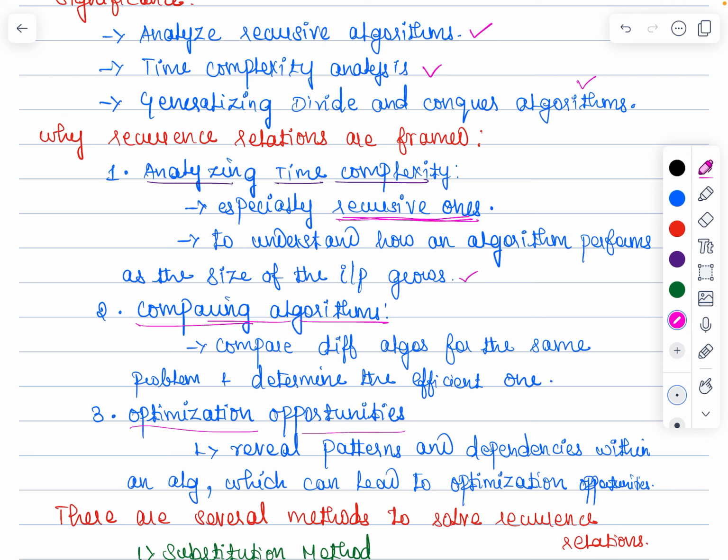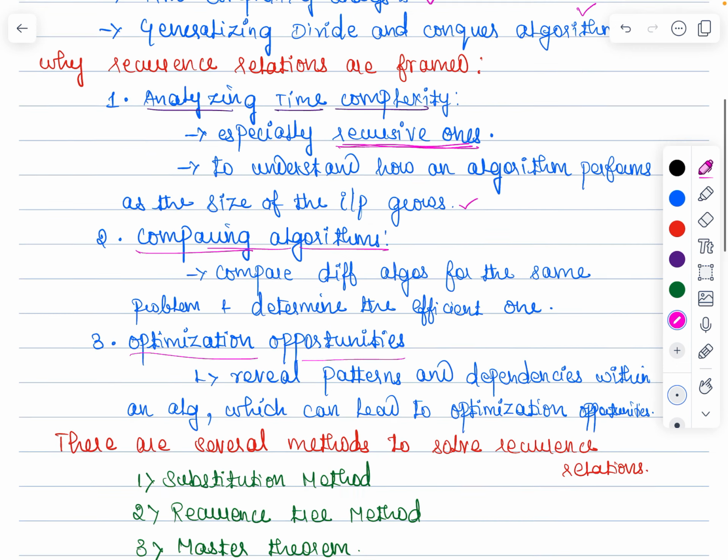The third reason is optimization opportunities. Recurrence relations often reveal patterns and dependencies within an algorithm, which can lead to optimization opportunities. Understanding these relations can help identify redundant computations or inefficiencies which can be eliminated to improve algorithm performance. So, these are the reasons why recurrence relations are framed.